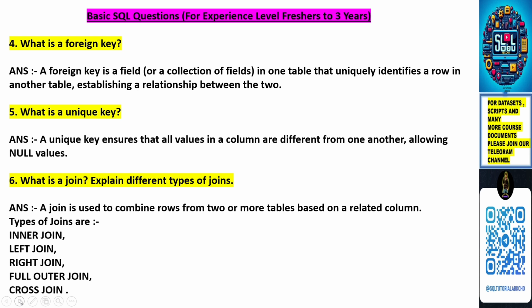Now sixth question, what is a join? Explain different types of joins. The answer for this will be, a join is used to combine rows from two or more tables based on a related column. The types of joins are inner join, left join, right join, full outer join, and cross join. These five joins you can mention to the interviewer. Okay, now move on to the next question.